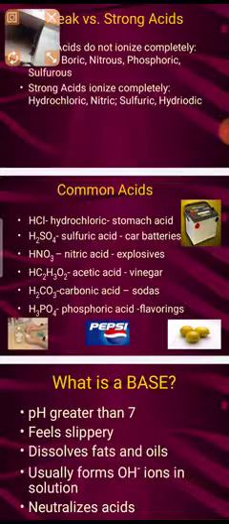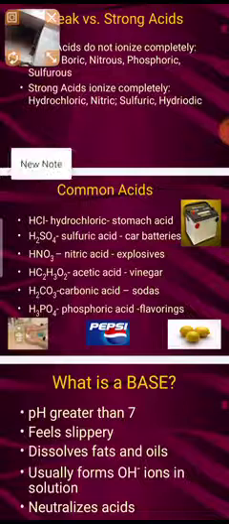hydrochloric acid, which actually forms in the stomach, so it is also called stomach acid, in a very dilute or minute quantity. H2SO4 is sulfuric acid, which is used in car batteries. HNO3 is nitric acid, which is used in explosives. CH3COOH is acetic acid, which is used as vinegar.